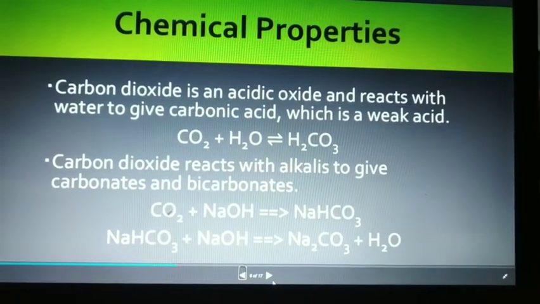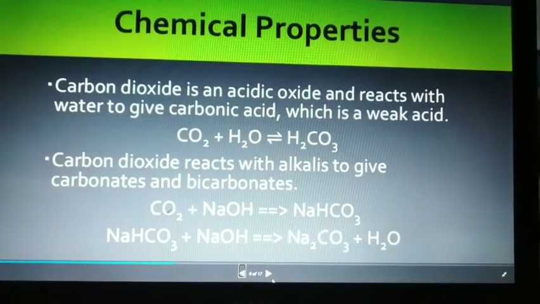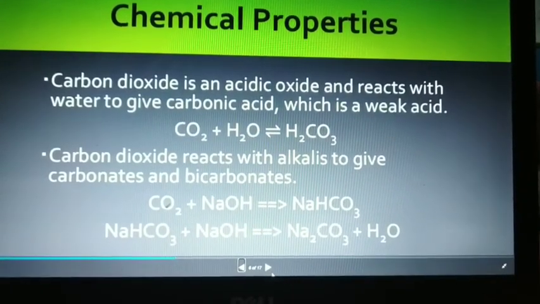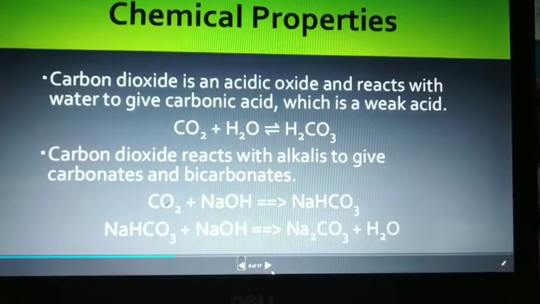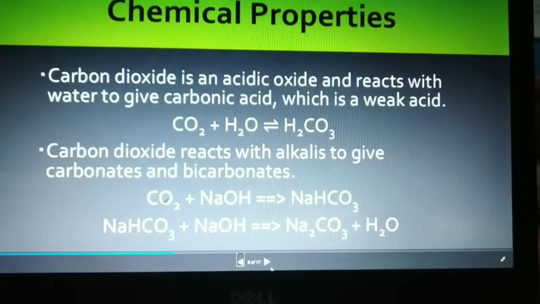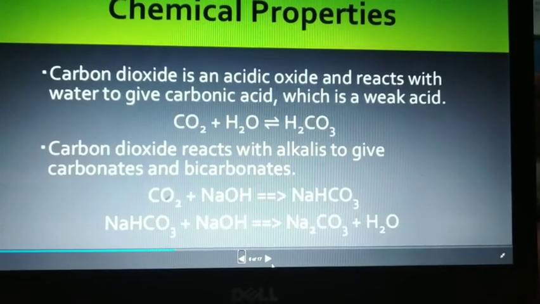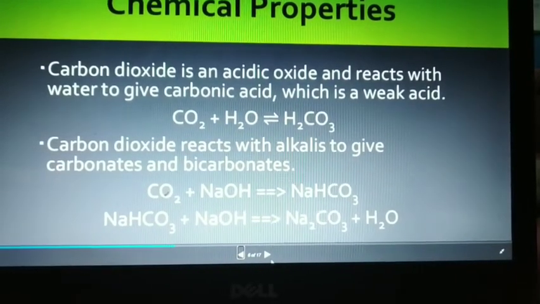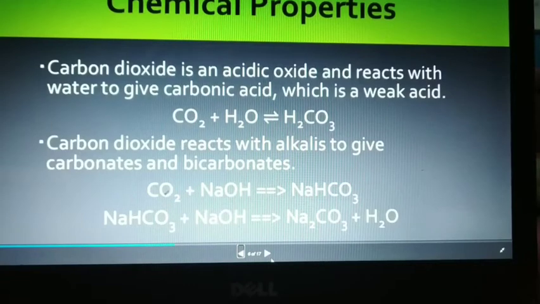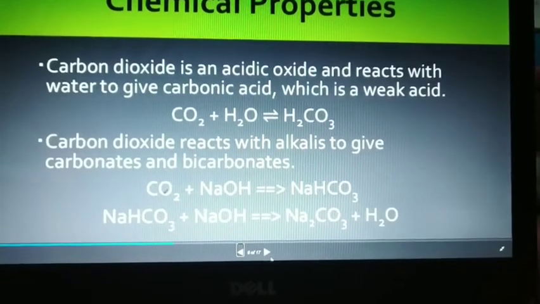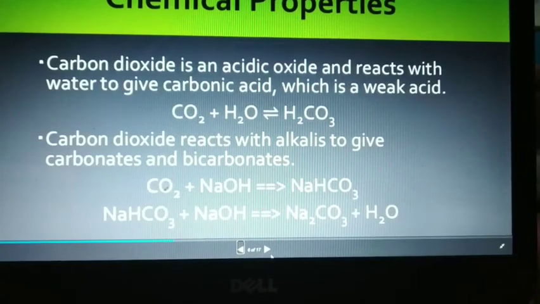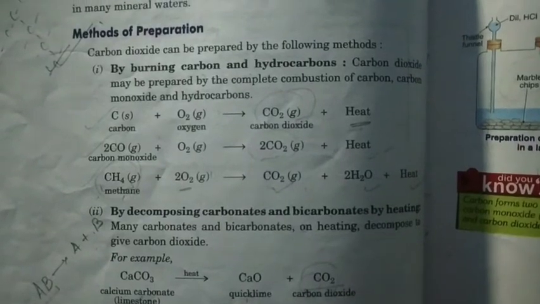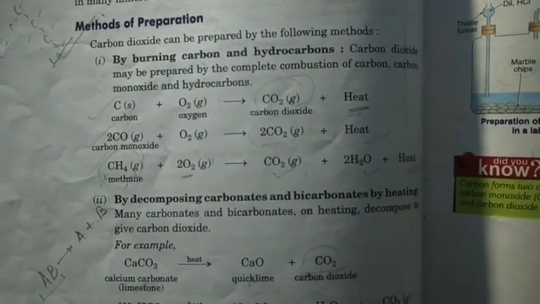Now let's see its chemical properties. Carbon dioxide is an acidic oxide. Why? Because when you add water to it, it forms carbonic acid, which is a weak acid. Secondly, it reacts with alkalis to give carbonates and bicarbonates. CO2 plus NaOH gives sodium bicarbonate, or sodium hydrogen carbonate. Then this sodium hydrogen carbonate plus NaOH again gives sodium carbonate and water. So when carbon dioxide reacts with alkalis, it gives carbonates and bicarbonates. Now some of the methods of preparation of carbon dioxide.